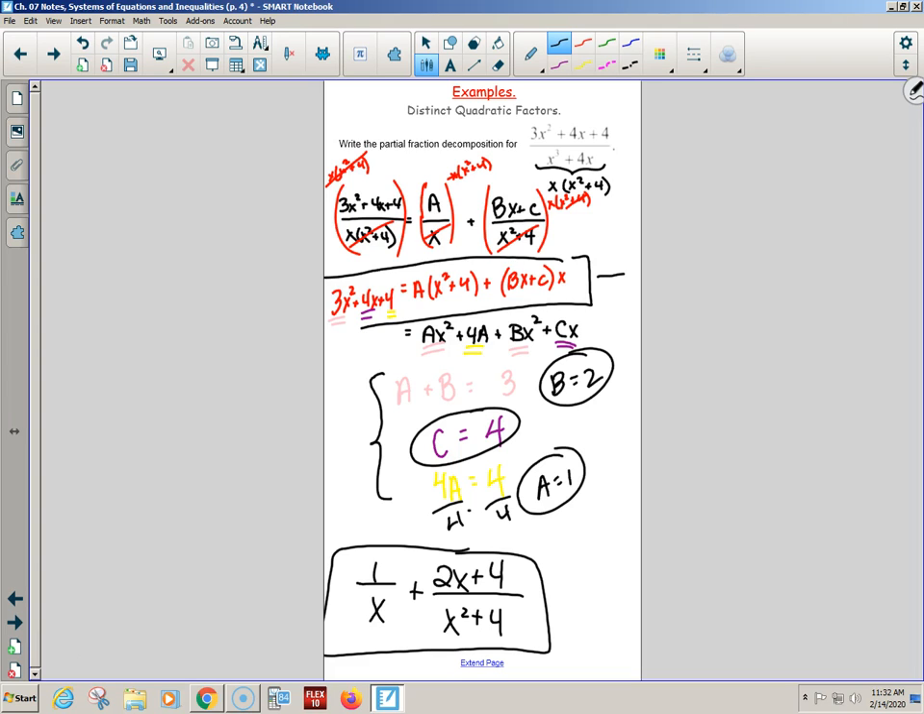So still a little messy, but not near as messy as it was before. It's a linear over quadratic instead of a quadratic over cube. But that's as much as we can break it down because this guy doesn't break down anymore while staying in the real numbers. So 2 different options, 2 different methods, both of them valid.